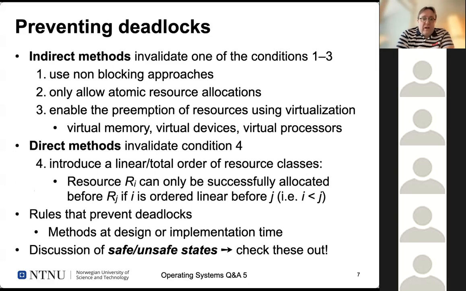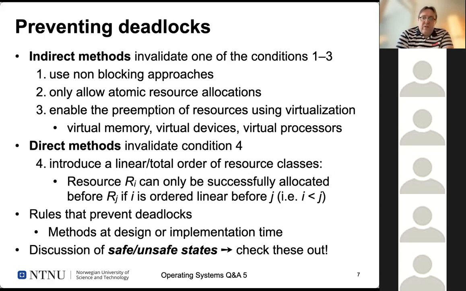So we've seen our 4 conditions here, so the 3 necessary conditions and the 4th condition that has to occur. So we can do one of 2 things. We can either make one of the necessary conditions invalid. So these are so-called indirect methods to invalidate one of the conditions 1, 2, 3. So either you can use non-blocking approaches for resource allocation. That would invalidate condition number 1.